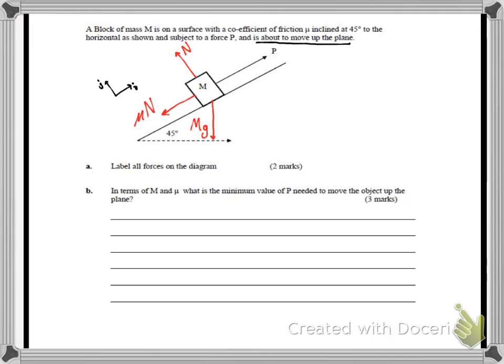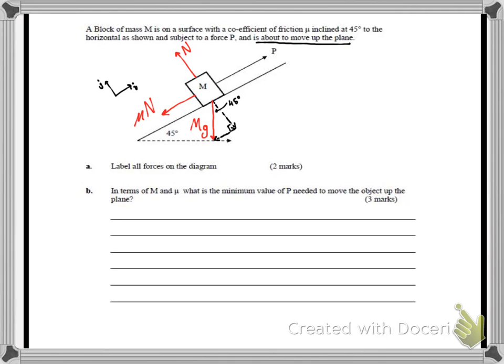All right. So, setting our orientation, because it's moving up the plane, we're going to say this direction up the plane is positive i direction. And from that we can identify the components of our weight force. There they are. Alright, so let's draw on that. And part B, in terms of mass m and the mu coefficient, what is the minimum value of P needed to move the object up the plane?